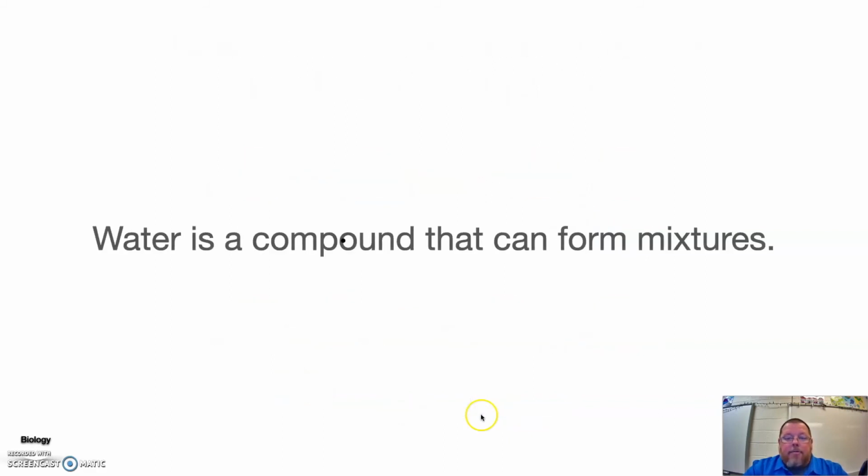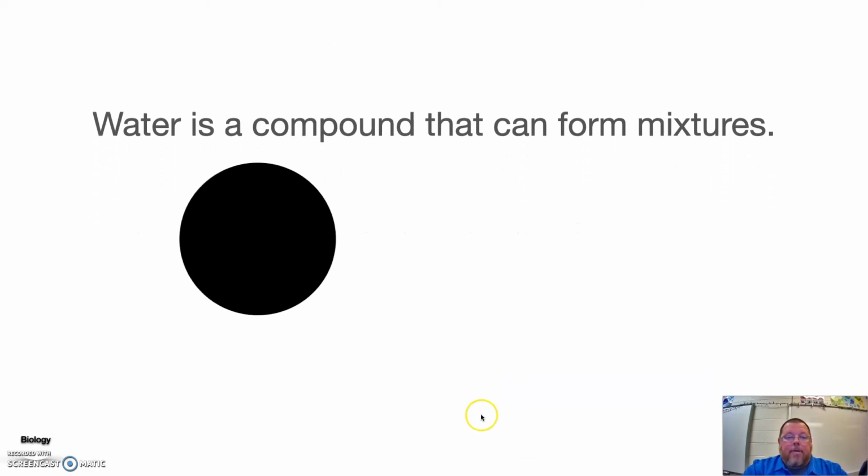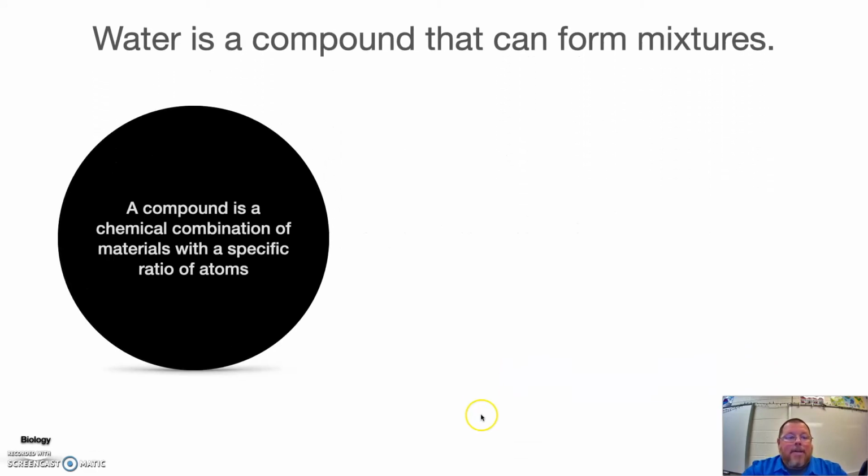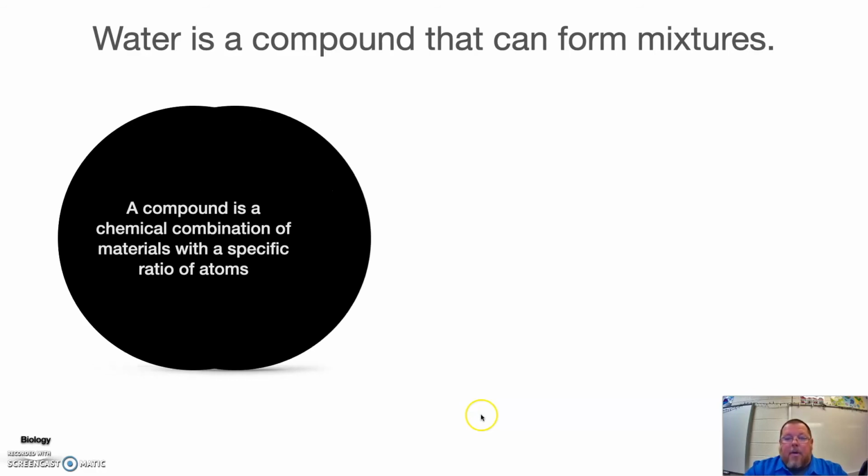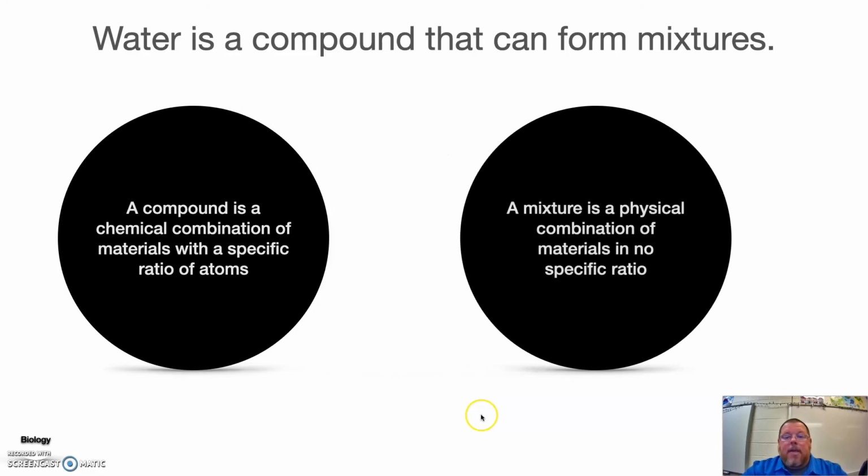All right, so water can form mixtures. So we just talked about this. A compound is a chemical combination of materials that have a specific ratio of atoms. So water is a compound because it has 2 hydrogens and 1 oxygen. That is a specific amount. If you change either of those, you do not have water anymore. However, a mixture is going to be a physical combination. So notice the difference there. Compound, chemical; mixture, physical. And for this, we don't need to have a specific ratio of atoms.